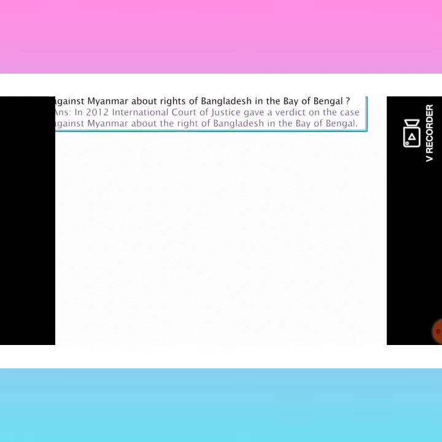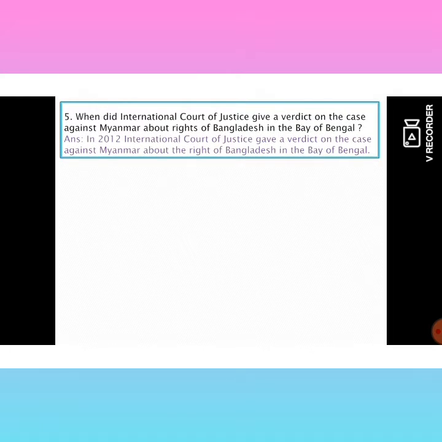Okay. Then question number 5. When did the International Court of Justice give a verdict on the case against Myanmar about the rights of Bangladesh in the Bay of Bengal? In 2012. In 2012, the International Court of Justice gave a verdict on the case against Myanmar about the rights of Bangladesh in the Bay of Bengal.